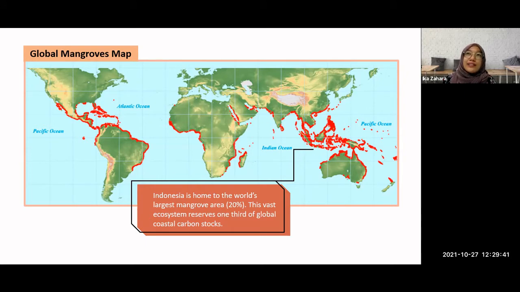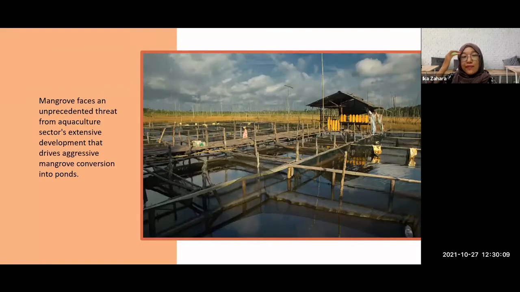Unfortunately, despite this huge amount of mangrove forests, over the last 3 decades, Indonesia has lost around 40% of its mangrove forests. And this rate actually means that Indonesia has the fastest mangrove destruction among other countries in the world. And what are the major causes of this mangrove destruction? One of the largest challenges is the extensive development of aquaculture sector, because millions of hectares of mangrove forests have been converted into fish ponds. And as you can see in the picture, this is the typical fish ponds in the coastal areas in Indonesia.